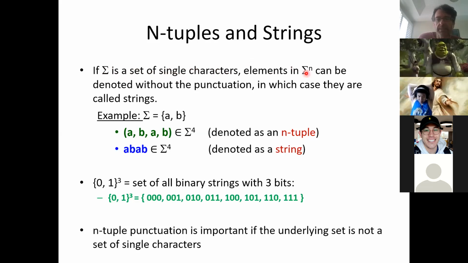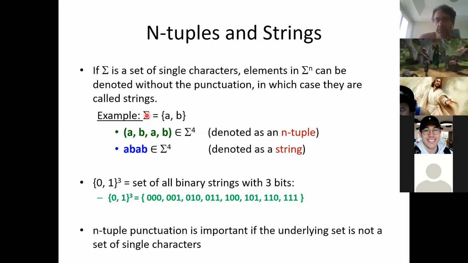So elements in sigma to the n. This is a Cartesian product of sigma with itself n times. What are they? These are n-long sequences whose every element is in sigma. Therefore, they're basically n-tuples of sigma. They are strings of length n whose every character is an element of sigma.